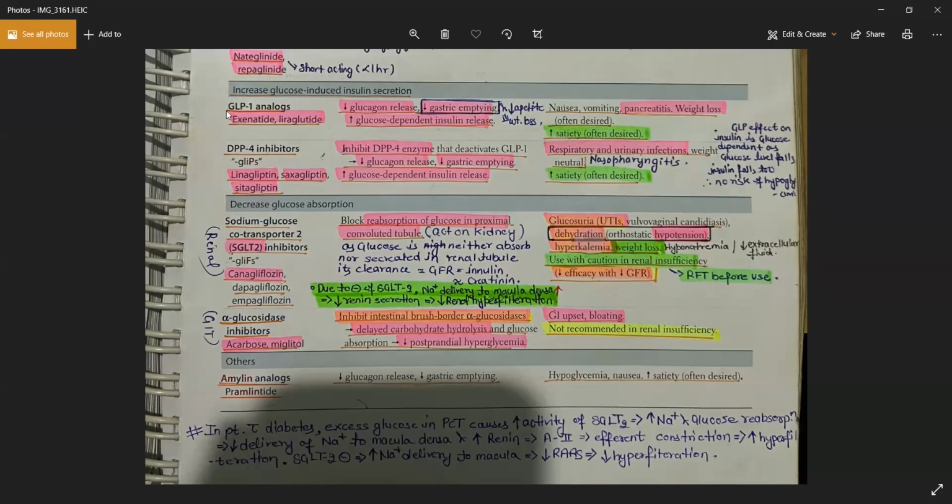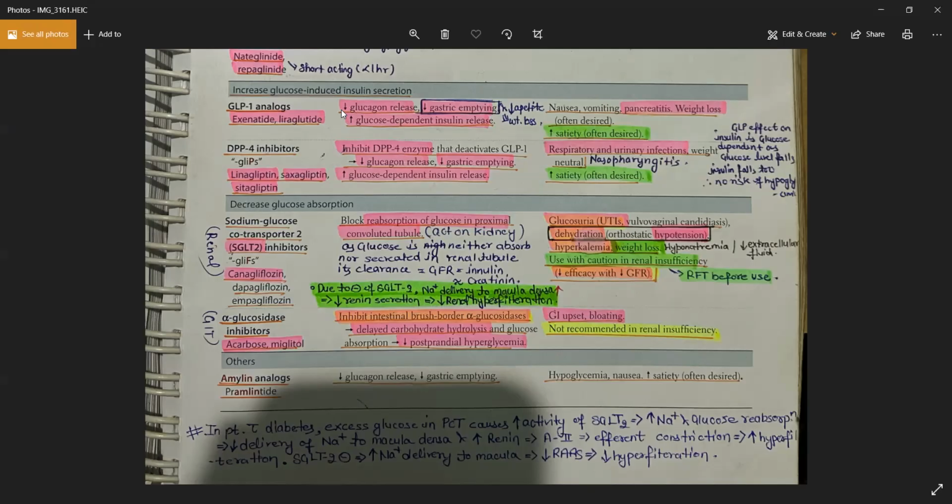One is the GLP-1 analogs. Whenever you take food by the oral route, not by the IV route, whenever the food reaches your GI tract, it will cause the release of this GLP-1, which is a protein that causes the glucose-dependent insulin release. So you have made the analogs of this GLP-1, like the exenatide and the liraglutide. They again cause glucose-dependent insulin release whenever you take the food.